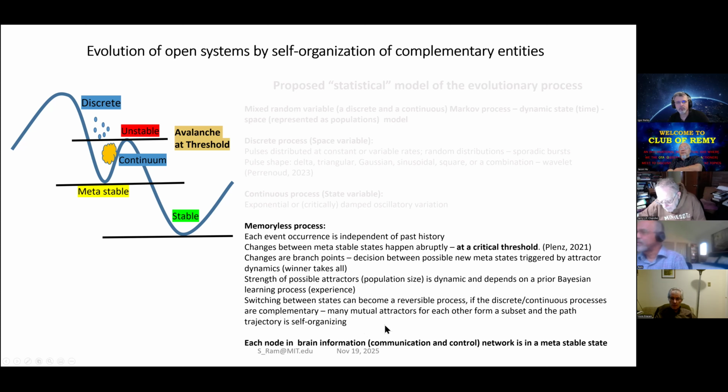I won't go through this. Each node in the brain, therefore, is a communication and control center, and it is in a metastable state. And when I say brain, it is kind of very generic. Any kind of interface between the system and the environment which does this translation, I'm calling it the brain. Not necessarily the human brain.